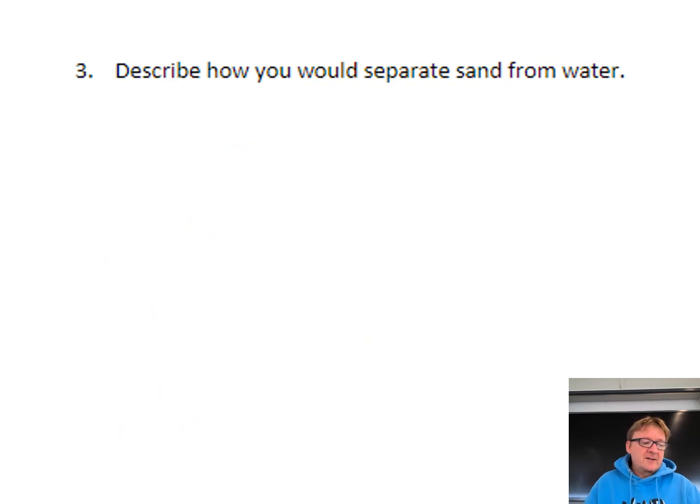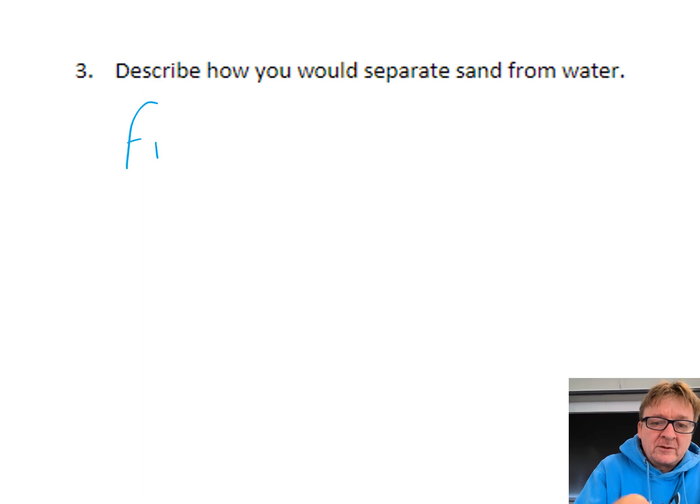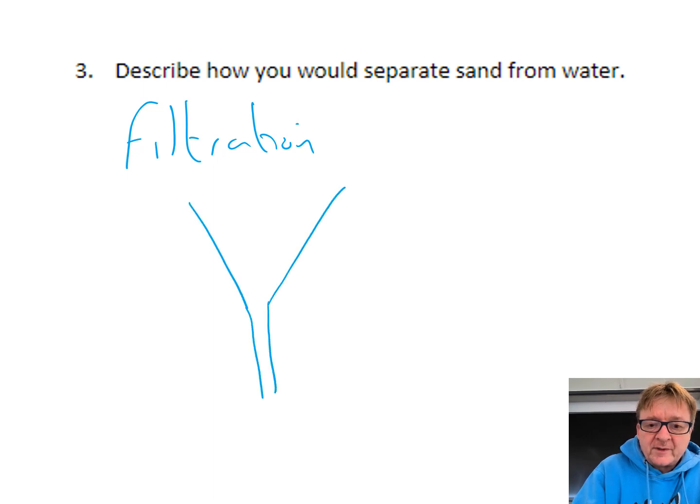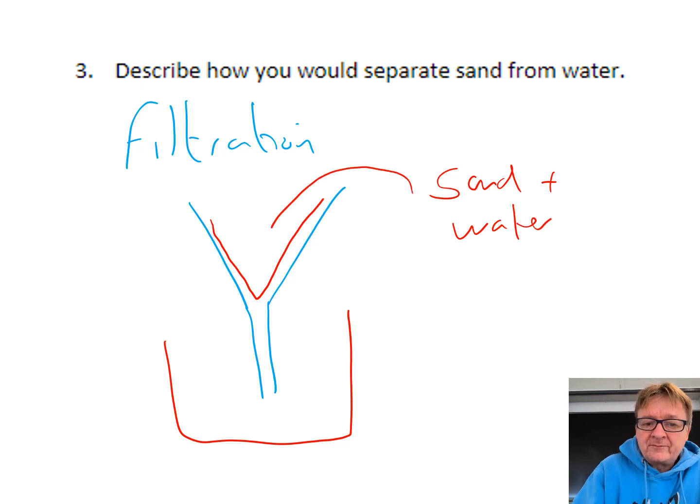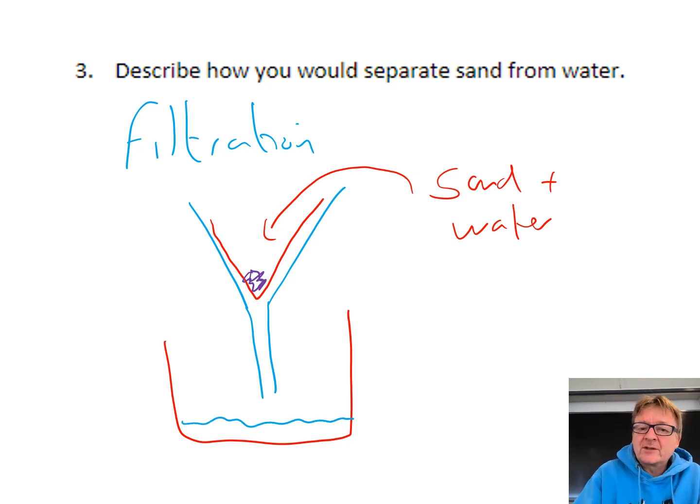Describe how you would separate sand from water. So, filtration. You're going to have a funnel, put a piece of filter paper in the funnel, and a beaker at the bottom. Then your sand plus water goes in, and the sand will stay in the filter paper and the water will come out at the bottom. So filtration is extracting insoluble solids.